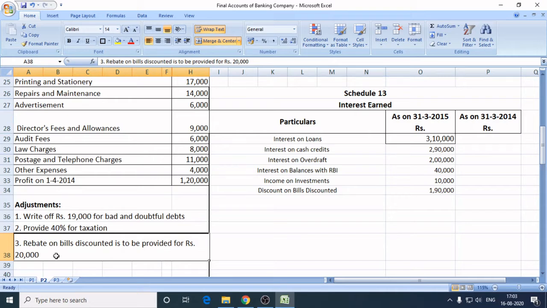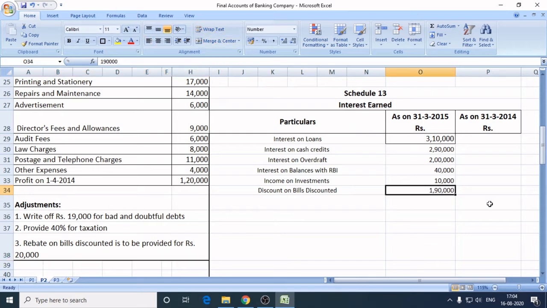But I mean to say, which is received in the current year but is of the next financial year cannot be treated as an income of the current financial year, as it is included in this figure of 190,000. We have to deduct that figure of 20,000 from the figure of 190,000.